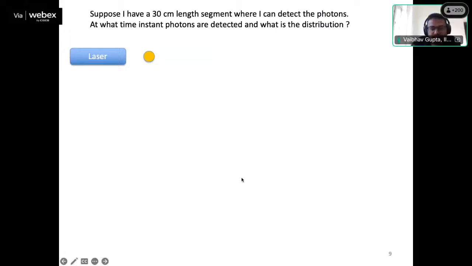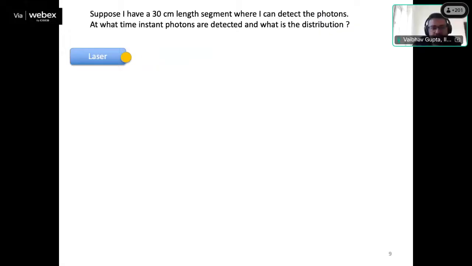Now there is a very basic question or intuition should come in my mind. Suppose I have this 30 centimeter length, right? And I can detect photons. I have very high speed camera, all that. But still I don't know at what time these photons are there and where are they. So there are two questions: where and at what time.